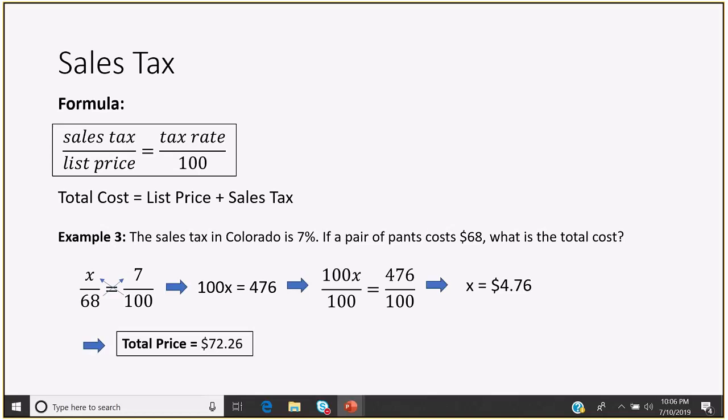So I take that, I add it to my list price of $68, and I get that my total price is 72.26. And this is something that maybe you might not be able to figure out that exact number, but it's important to be aware of a ballpark. I'm buying these pants that are $68. What seems like a reasonable tax? Am I okay walking to the register only having $70 or something like that?